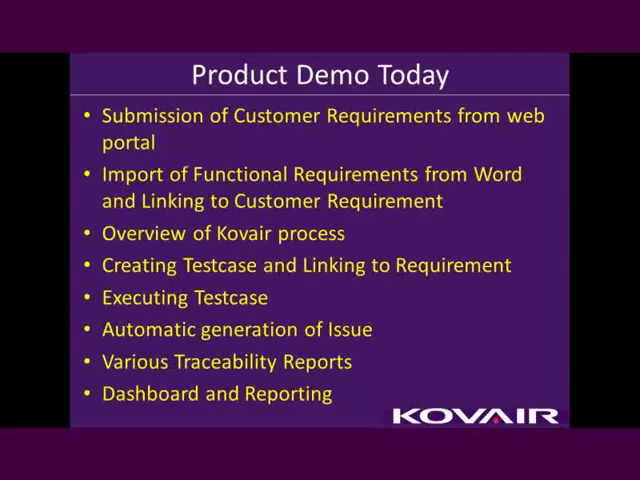That will give you an overview of the Kovair process, as that particular customer requirement will follow a predefined process. Then you will also create test cases and link them to the requirement, then execute the test cases, which will automatically generate an issue whenever a test case fails. Then he will show you a number of different kinds of traceability reports, as the traceabilities are created either automatically or manually. And then finally he will show a number of different dashboards and reports.